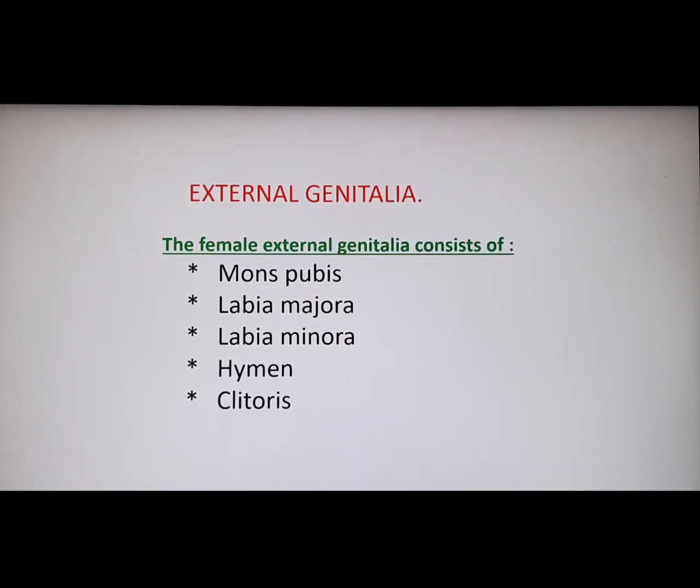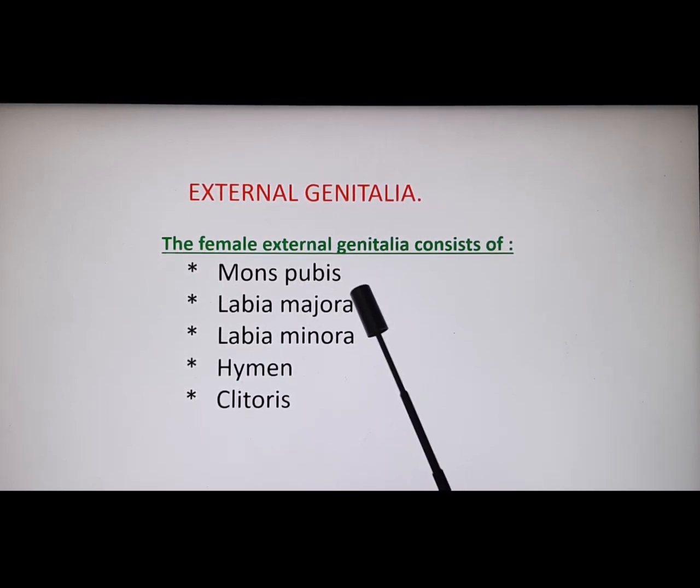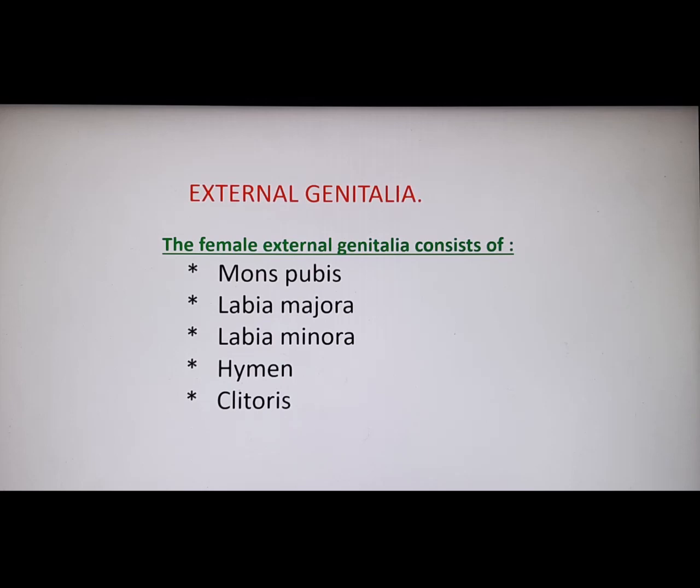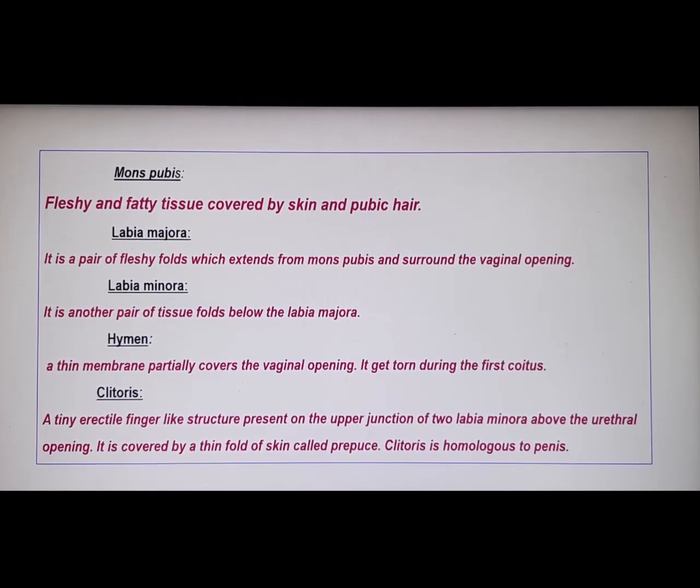The next part is the external genitalia. The female external genitalia consists of mons pubis, labia majora, labia minora, hymen and clitoris. Once again, the external genitalia of the female reproductive system consists of mons pubis, labia majora, labia minora, hymen and clitoris. The first part, the mons pubis, is fleshy and fatty tissue covered by skin, and it's covered with pubic hair.